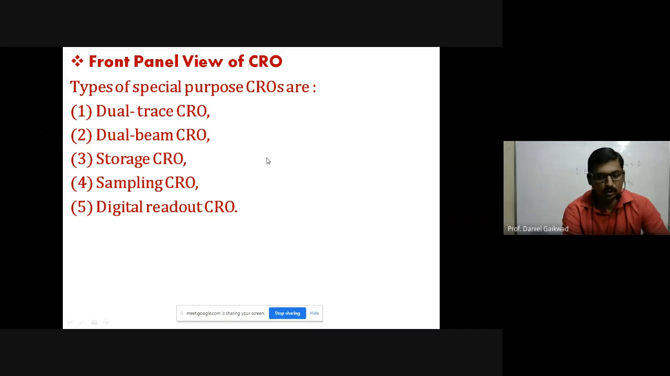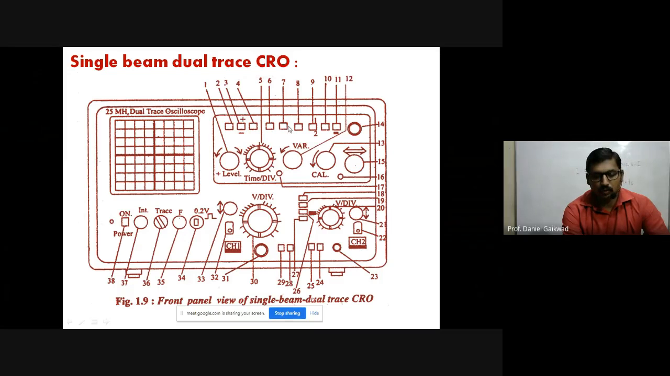Now check carefully the diagram of front panel. In front view, this is the screen on which the electron beam moves in vertical as well as horizontal direction, and for that purpose we have the grid lines, or the lines marked on this screen, for taking measurements of either voltage or frequency or phase, etc. Now we begin with number one.